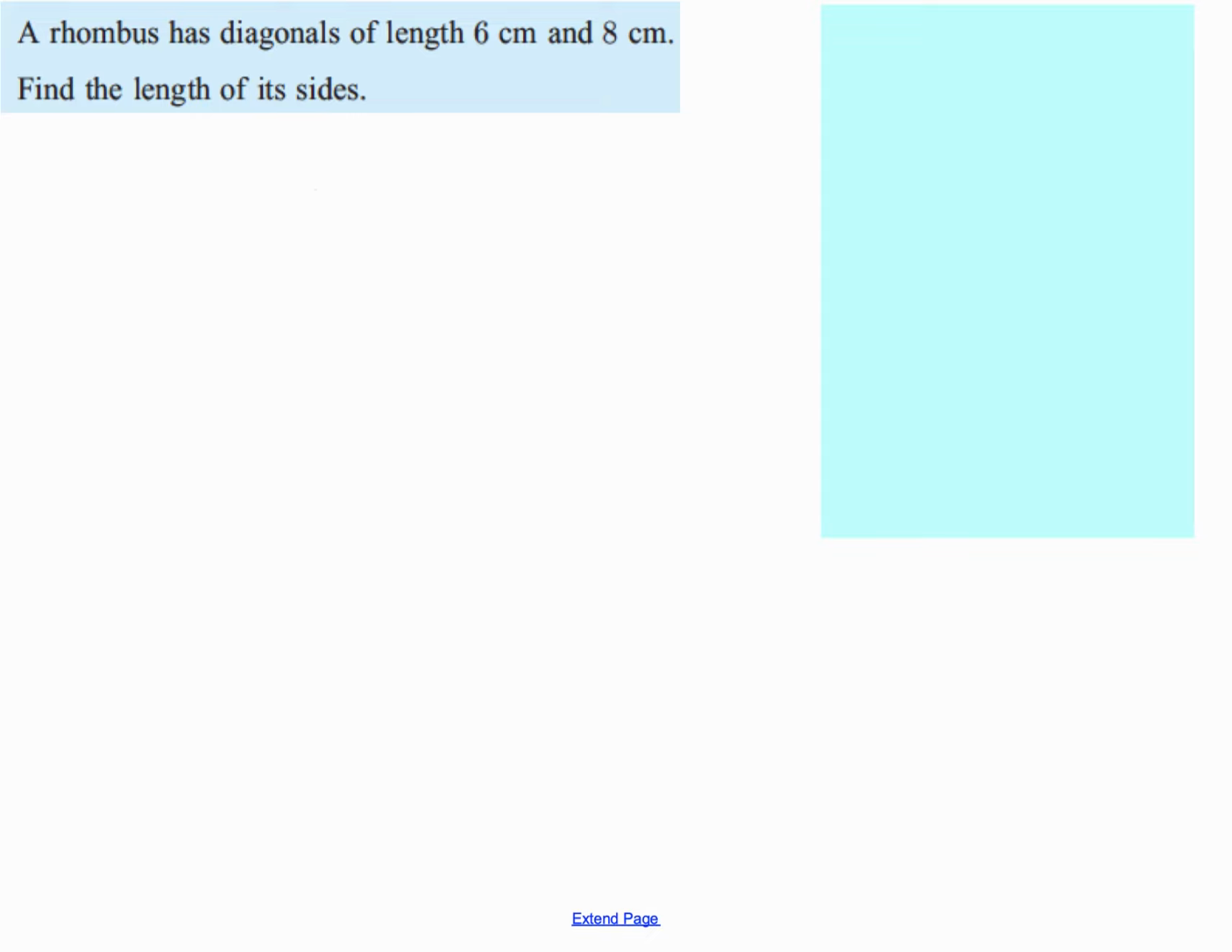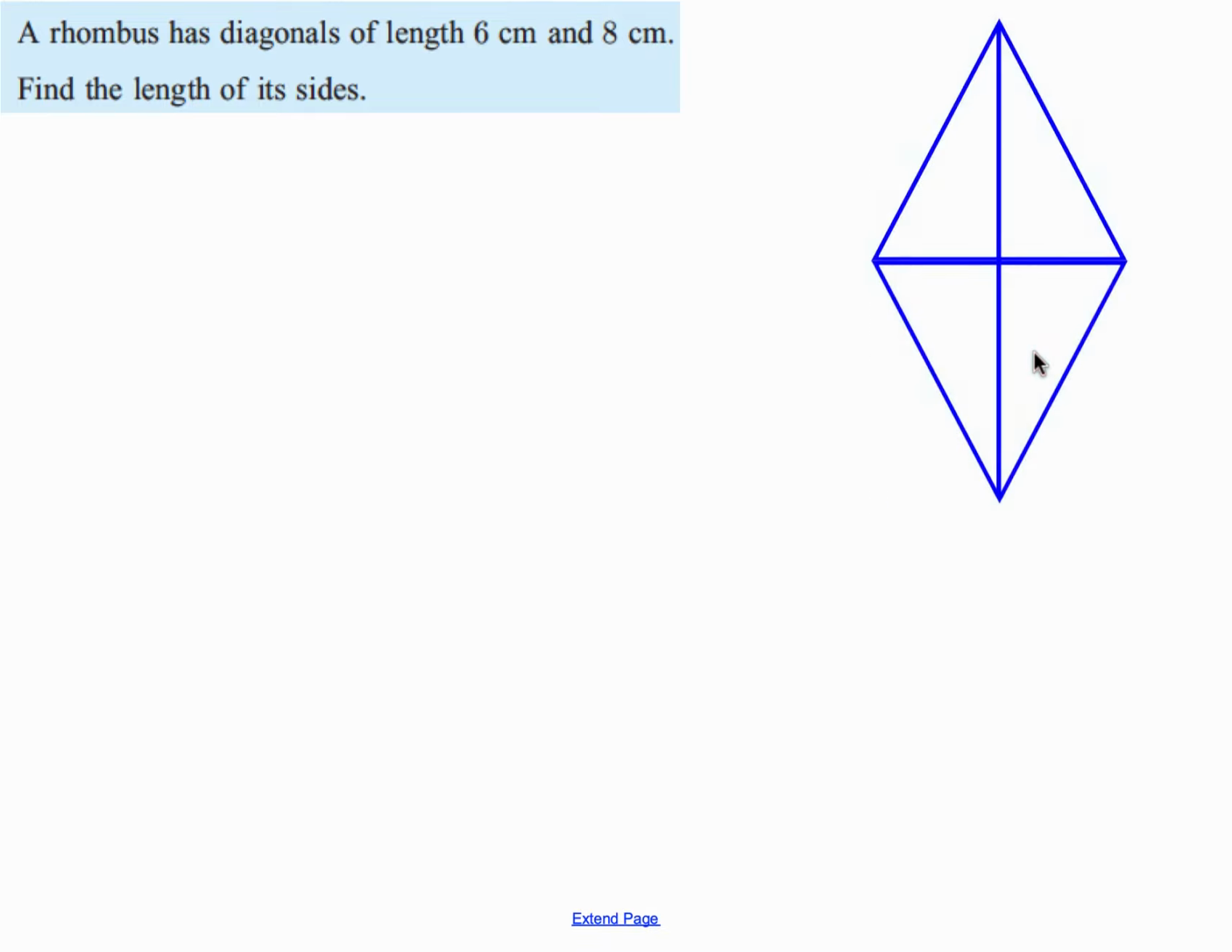So a rhombus has diagonals of length 6 and 8 centimeters. Find the lengths of its sides. So you would have to draw a picture. I already drew one here, and I'm going to label it. So like we just said, in a rhombus, the diagonals intersect at right angles. So we have a right angle symbol there. And they tell me that the diagonals are of length 8 right here.